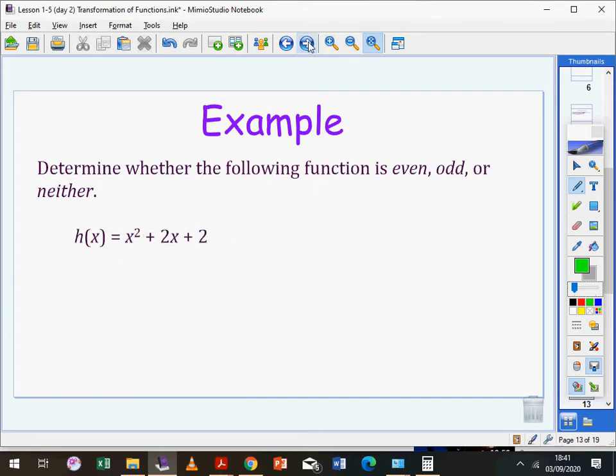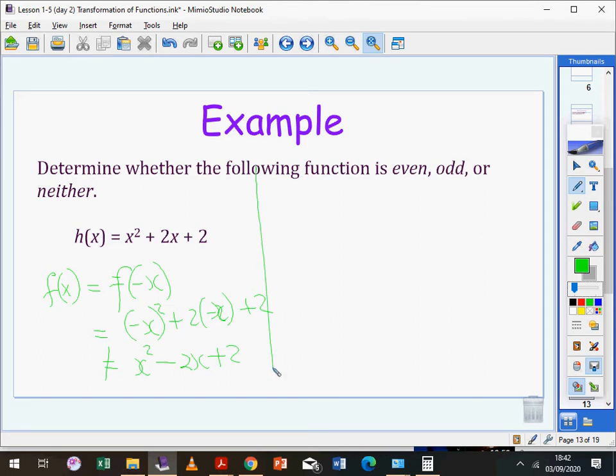What about this one? Is it even, is it odd, or is it neither? So if it's even, f of x will equal f of negative x, meaning if I substitute negative x in place of x, I should get what I started with. Negative x plus 2. I can clearly see that this one won't give me what I started with, because I'll end up with x squared minus 2x plus 2. That is not the same as what I started with, so the function is not even.